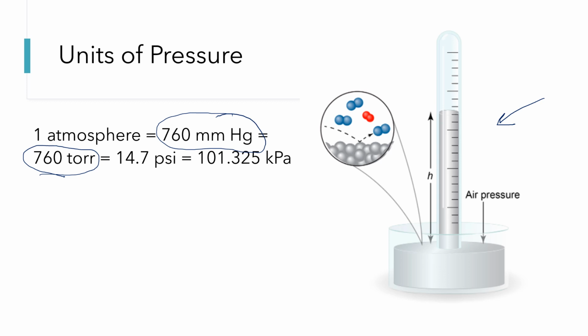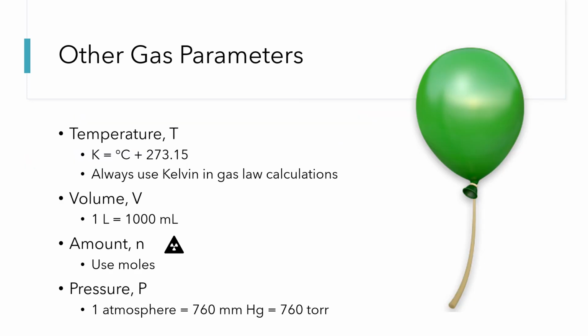It's like saying dollar and buck. Torr and millimeters of mercury are the same thing. And then to make some calculations a little bit easier, 1 atmosphere was defined to be the same amount, so that for things that are happening at normal atmospheric pressure, we're just multiplying or dividing by 1 when we do those calculations.